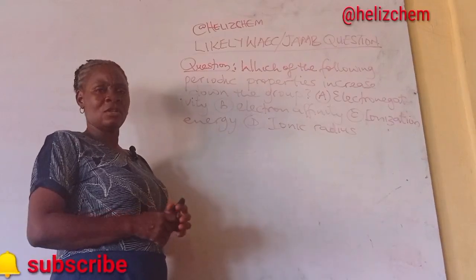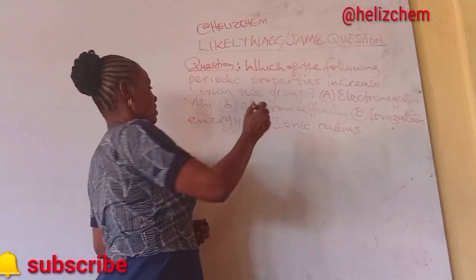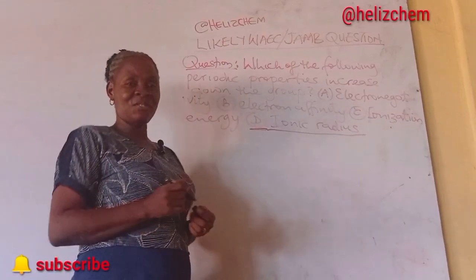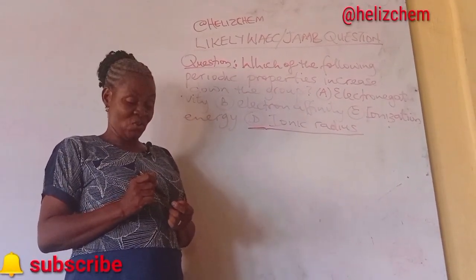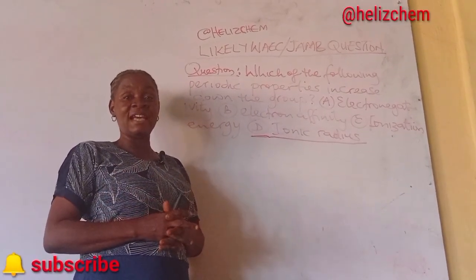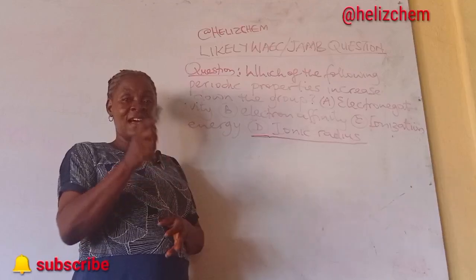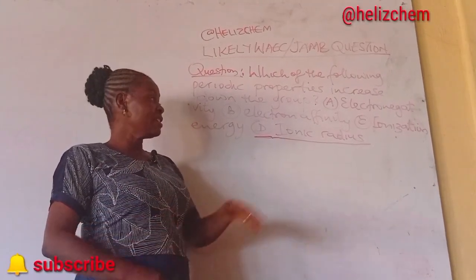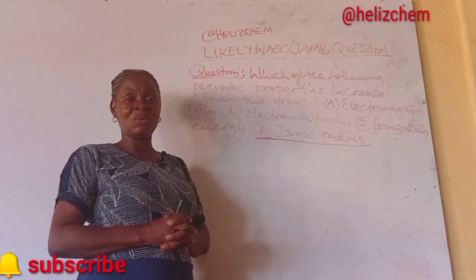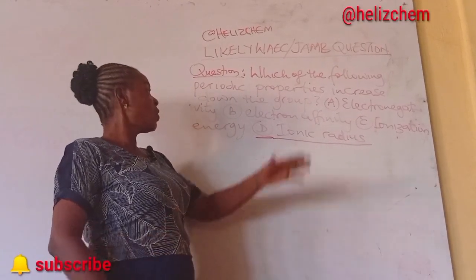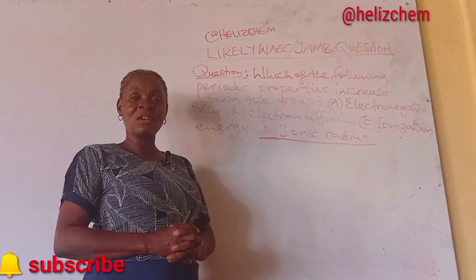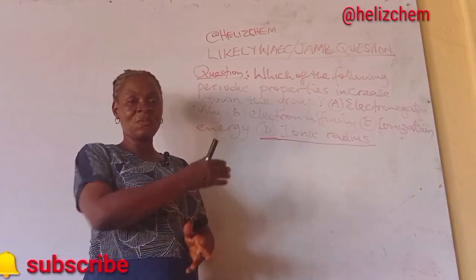The answer to this question is D, which is ionic radius. Okay, you are surprised and thinking, how did I get the answer? Let me teach you the logic in case you come across an objective question like this on the periodic table, especially when it has to do with atomic properties. What is the logic? Follow me.